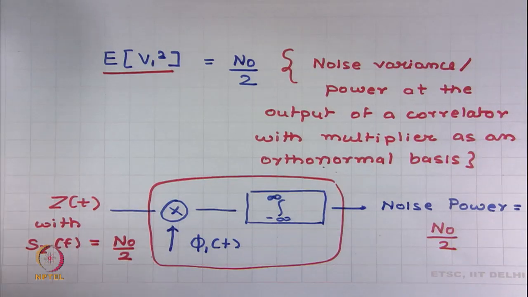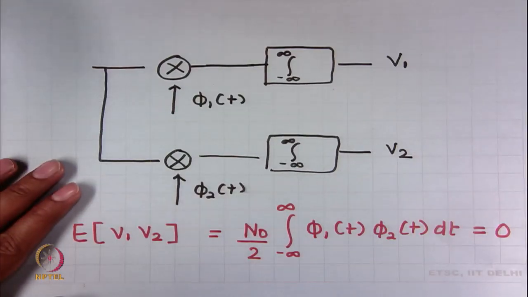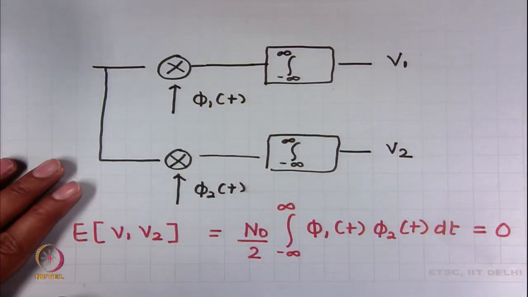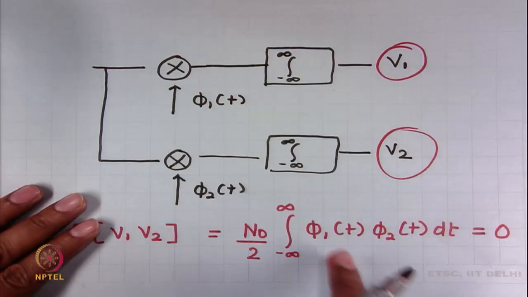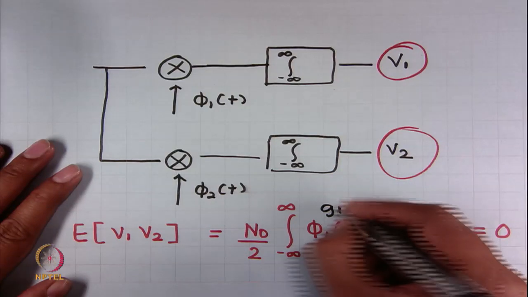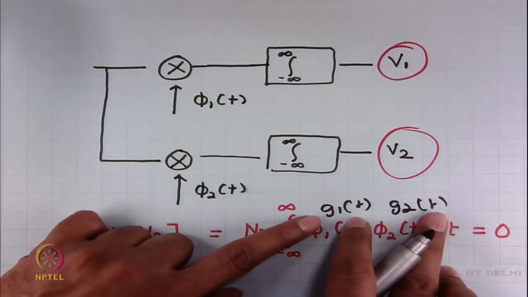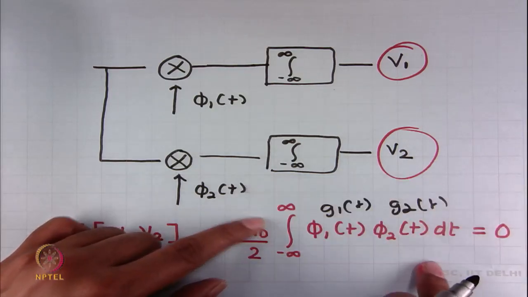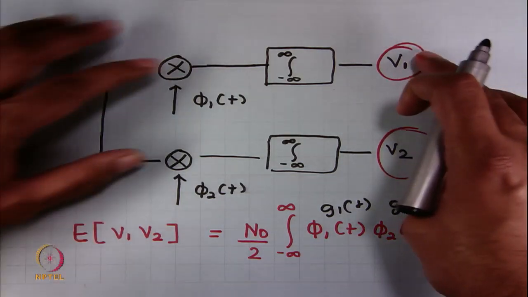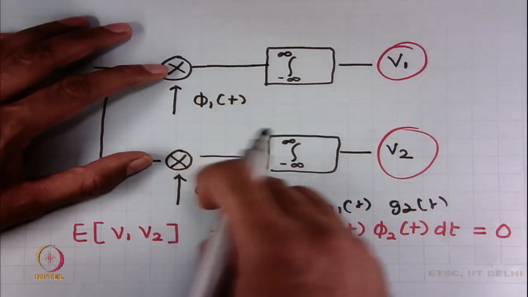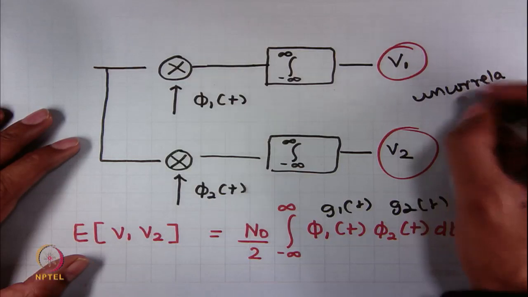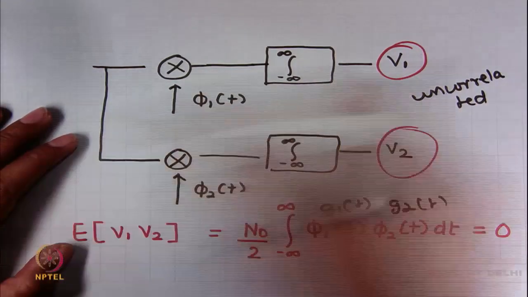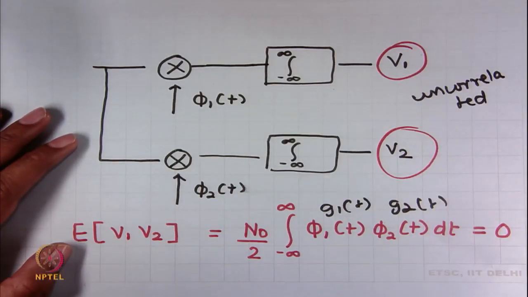Also, if we pass this white Gaussian noise through two orthonormal functions, we get two random variables as before, V1 and V2. Remember, this was g1(t) and this is g2(t). If they are orthonormal, what we get is 0. So, the expected value of V1 V2 is 0, and thus we can say that these will be uncorrelated. And because they are random variables obtained through a Gaussian process, we also know that they will be statistically independent.